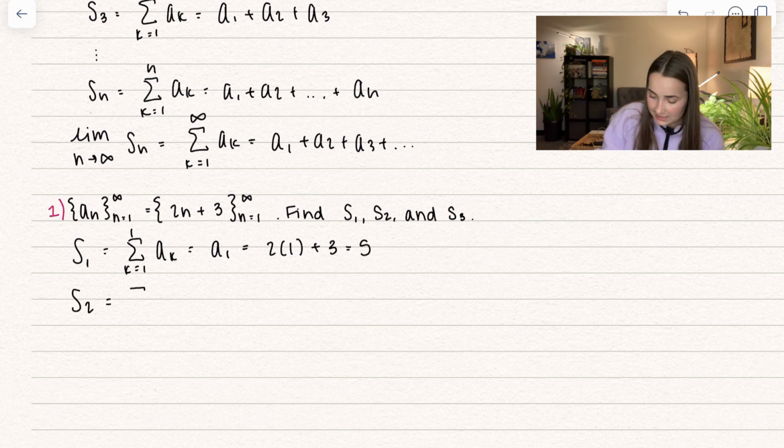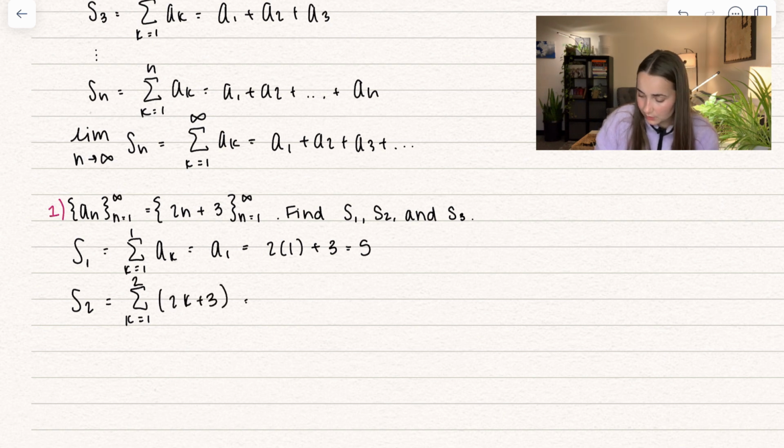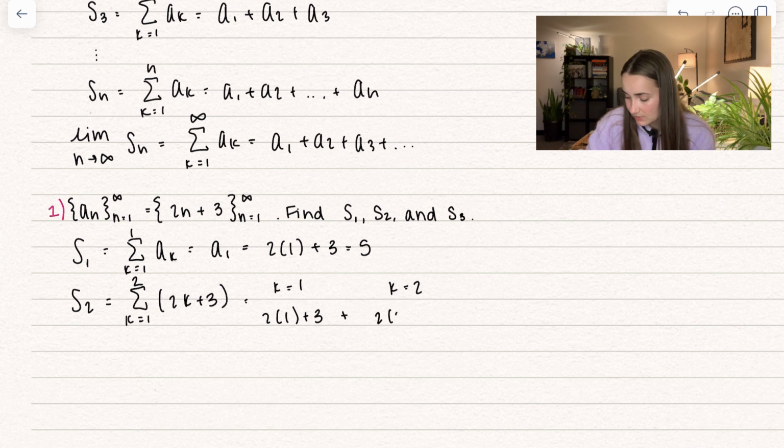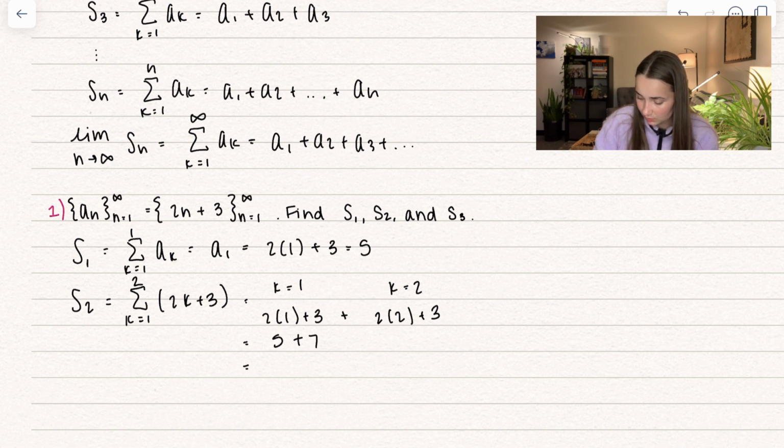Another way you could do it is in your summation, you could replace it with what it's equal to. So this is going to be 2k plus 3. So here, first we plug in k is equal to 1, so we get 2 times 1 plus 3. And now we have to plug in k is equal to 2 and add those together. So 2 times 2 plus 3. That's going to be 5 plus 7, which is going to be equal to 12. And so that's our partial sum at n equals 2.